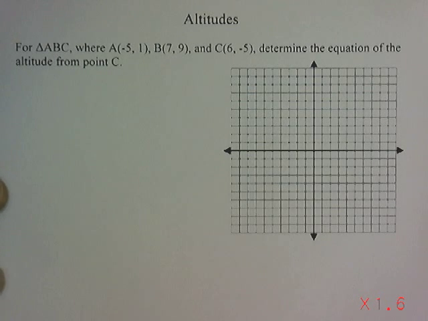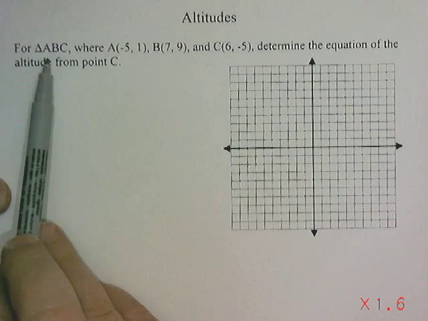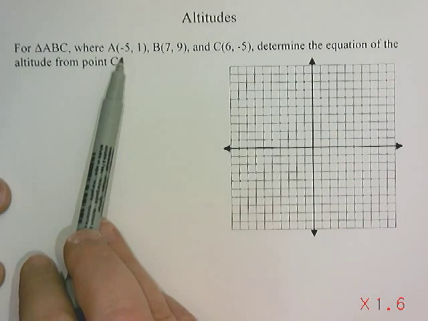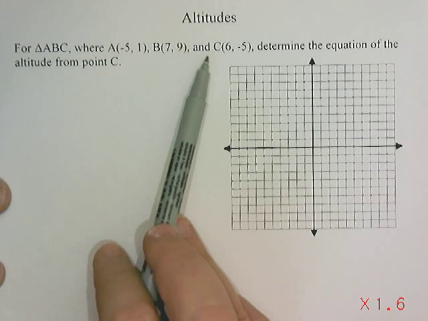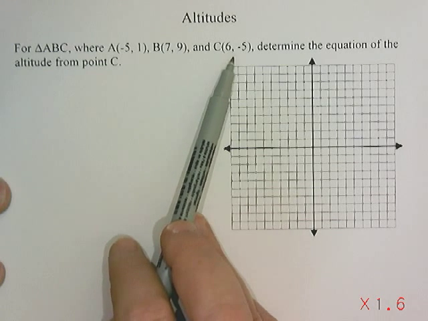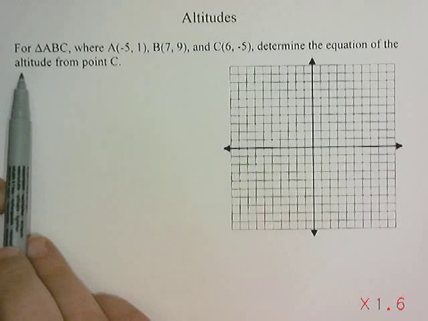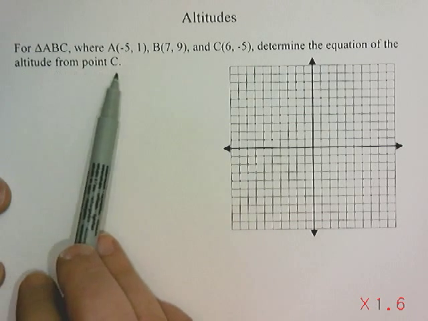Altitudes. Our question reads, for triangle ABC, where A is the point (-5, 1), B is the point (7, 9), and C is the point (6, -5), determine the equation of the altitude from point C.